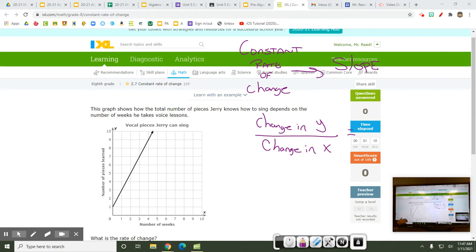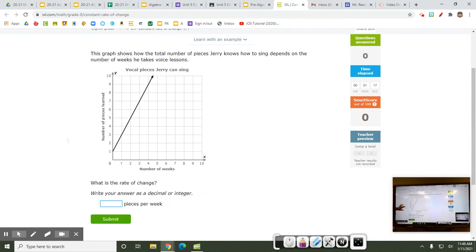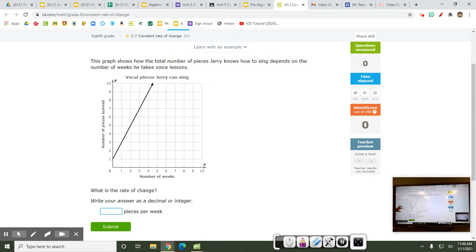The graph shows how the total number of pieces Jerry knows how to sing depends on the number of weeks he takes voice lessons. The question asks us, what's the rate of change? What we need to do is identify a couple of points. There's a point here, I know that's going to be (0, 1). If I follow this line, here's another point, another point, and another point. Over 1, up 3, so (1, 3) is another point.